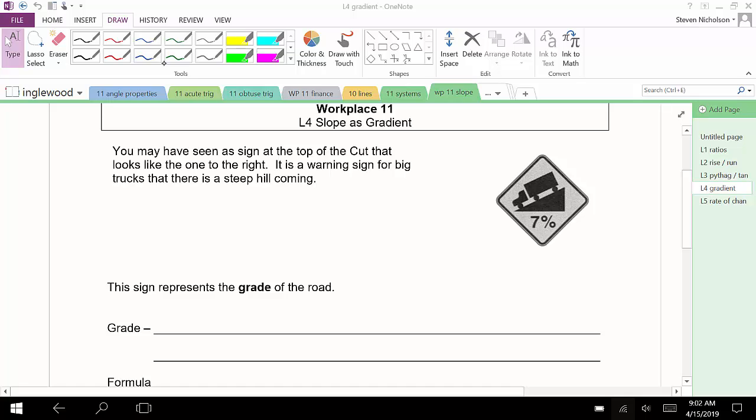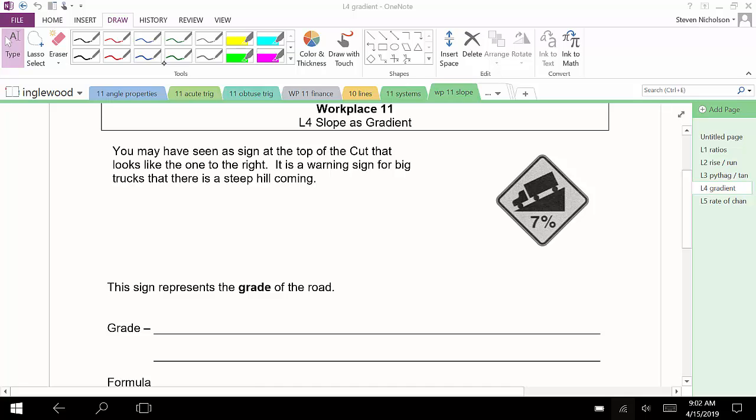Today we're going to look at slope as gradient. So you might have seen a sign like the one to the right at the top of the cut as you're going down from the upper levels down to the Ironworkers Bridge. And it's a warning sign. It's a warning sign for big trucks, really, meaning there's a pretty steep hill, so you want to be careful.